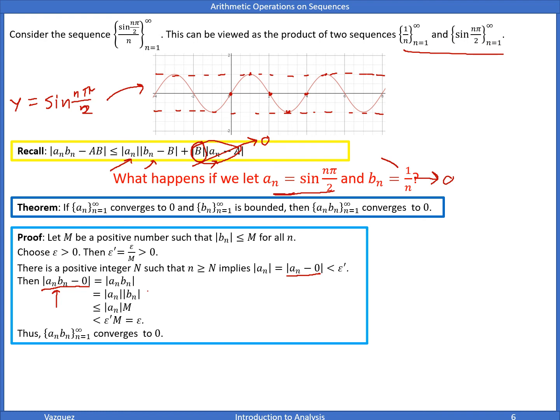For the next lecture, we're going to be looking at something called subsequences, which is a sequence you get from a sequence.